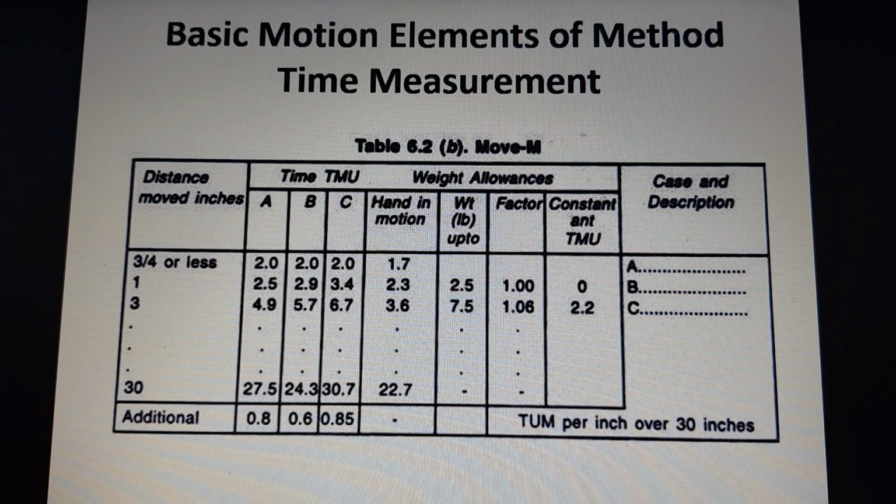And when the hand is in motion, there's also a certain amount that is added to it. And where it says weight allowances, it has weight in pounds. So depending on the object, as the amount of pounds increases, the time it takes also increases. Then we have the factor that is considered, for example, when there's that hesitation in the move, and that hesitation is cross-referenced with the amount of weight being handled.